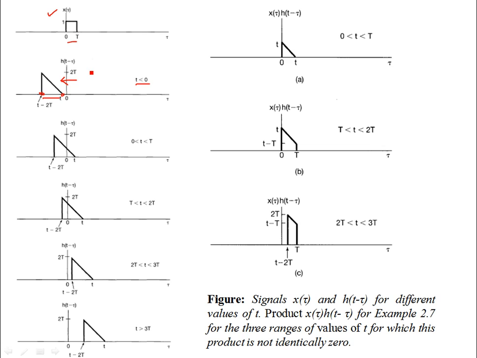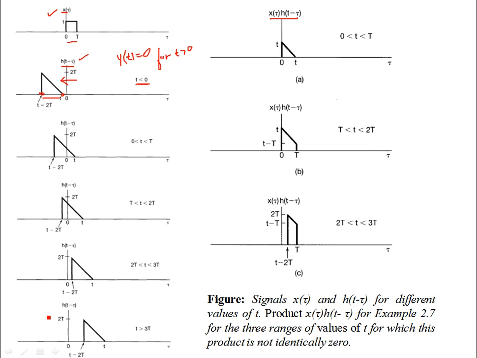From this depiction, the first thing you should notice is that y(t) will be equal to 0 for t less than 0, because there is no overlap. What overlap are we talking about? We are talking of x(tau) h(t minus tau). If you multiply x(tau) h(t minus tau) for t less than 0, there is no overlap. The product is 0.